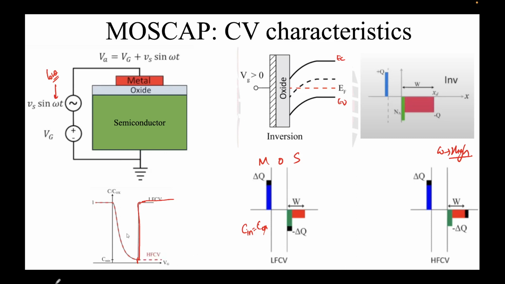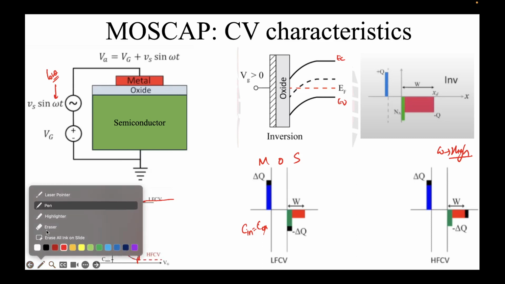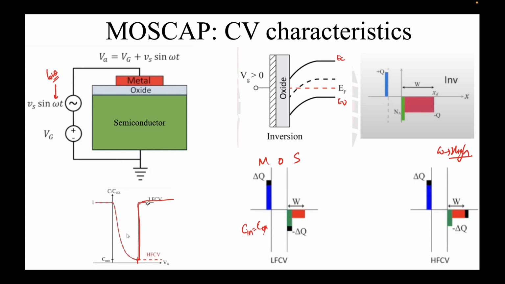So let me delete it a bit. Yeah, so what you see is something like this. In LFCV, I told you, C inversion is equal to Cox, like this. While when you are here, the capacitance will change very slowly, and you will not see much change because it's already depleted. Remember that. And the total capacitance, if you recall, they are in series here.